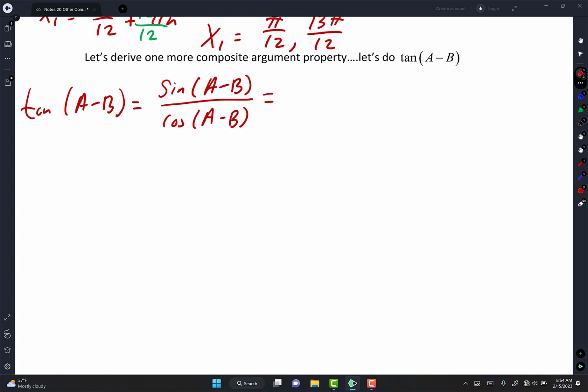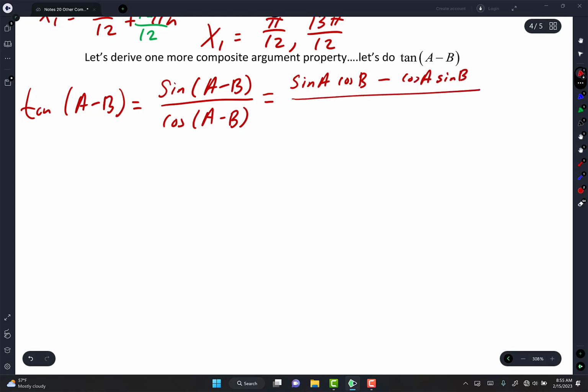Sine A minus B. So here we go. Sine. It's easy to remember. The sine one starts with a sine and it toggles. Sine A cosine B minus, the sine one keeps the sine, cosine A sine B. All over the cosine does not toggle. Cosine A cosine B. And then instead of a minus, it's a plus, sine A sine B. Are we okay so far? All right.